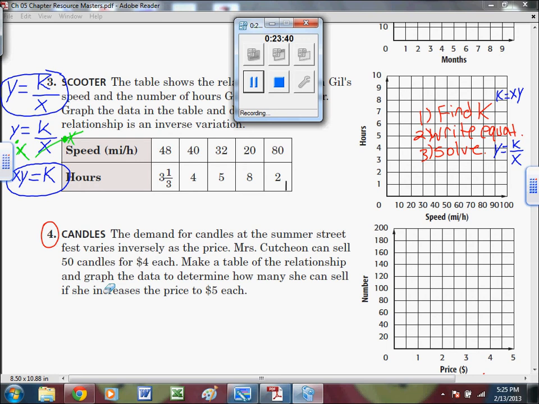So now we were given 2 pairs of values, 50 candles at $4 each. Mrs. Cutchin is the seller of it. She determines the price. She chose what price she's going to sell it at. So she chose the $4 because that's the independent variable.